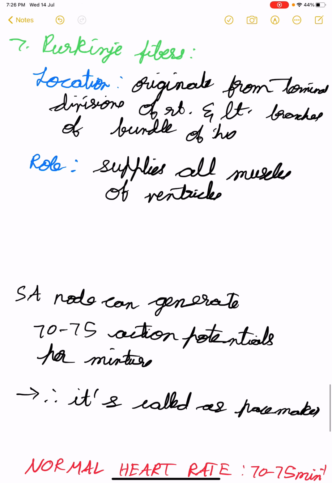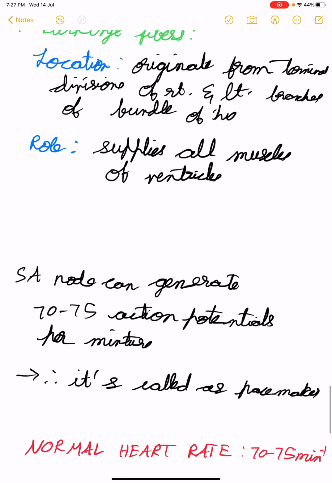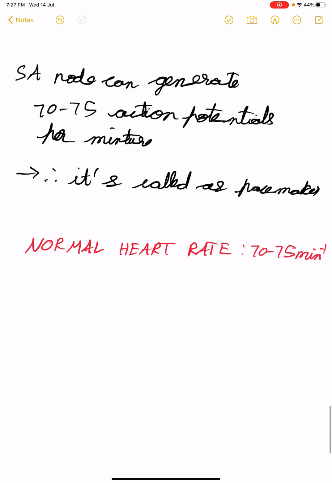Then SA node generates 70 to 75 action potentials per minute. In the sense, 70 to 75 heartbeats per minute, which is indirectly what you have in your NCERT. Then the SA node is called the pacemaker. I already said, what is the normal heartbeat? Normal heart rate is 70 to 75 per minute. If you consider exactly, it is 72 beats per minute. Okay.